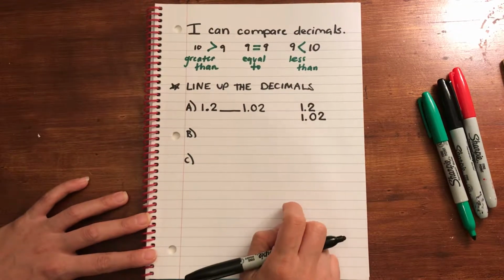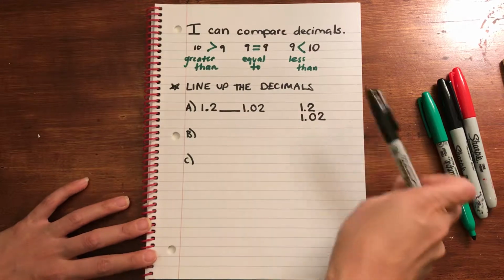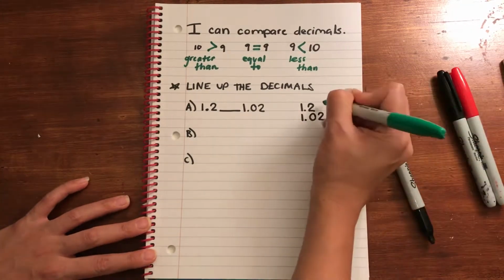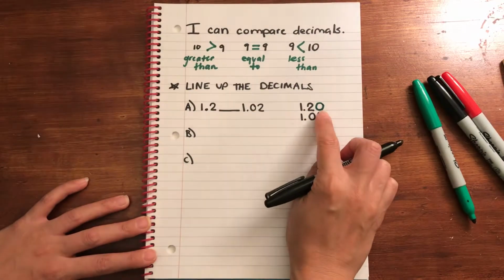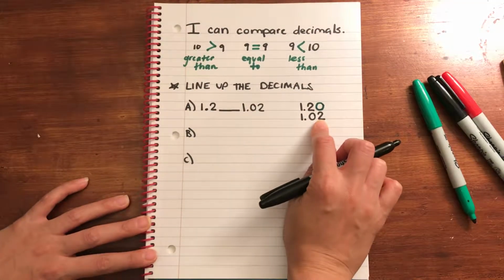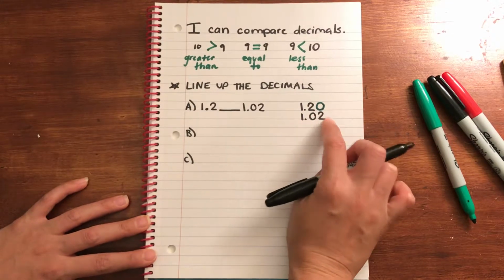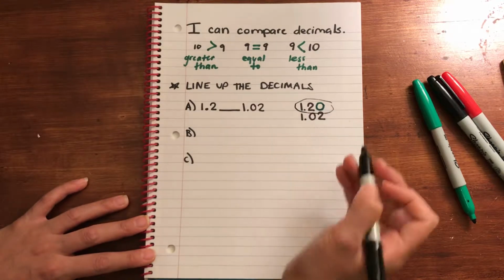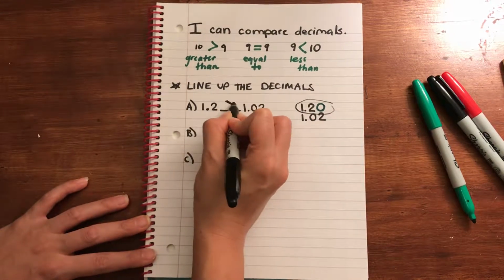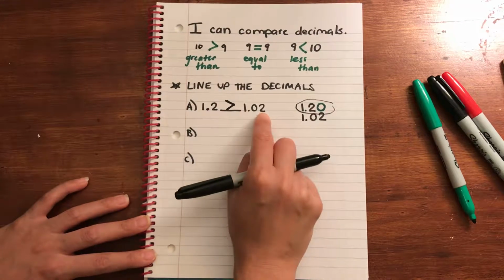Now right now I can't really compare easily 2/10 to 2/100, so what we do to compare the decimals is we add on. So now I have 1 and 20/100 and 1 and 2/100. Now I can easily compare the two. What's greater, 1 and 20/100 or 1 and 2/100? 20. So I'm going to write my symbol greater than. 1 and 2/10 is greater than 1 and 2/100.